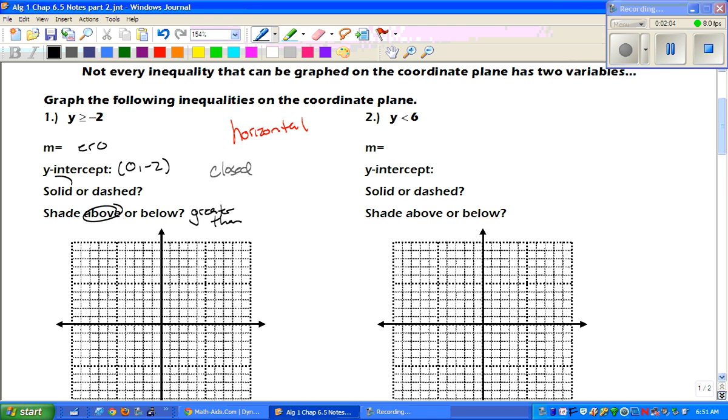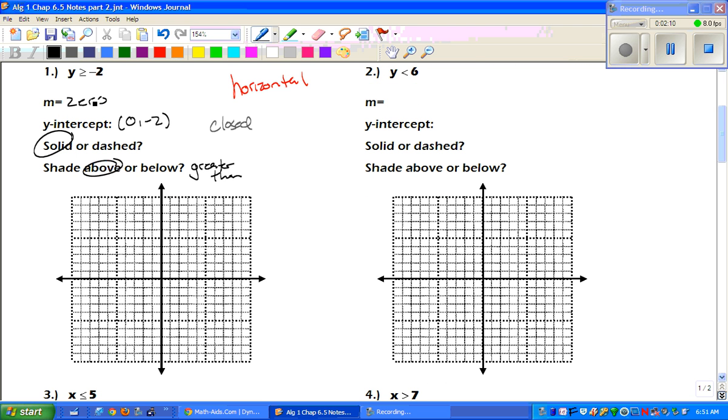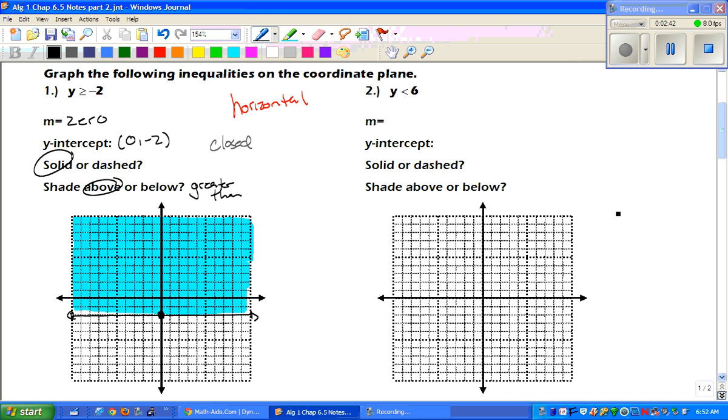So let's go ahead and graph this. At -2, there's our point, and it's closed. And it's a solid line, so we're just going to draw that line. And then we said to shade above or below. That was above. There you go, and there's the graph. Let's look at the next one.